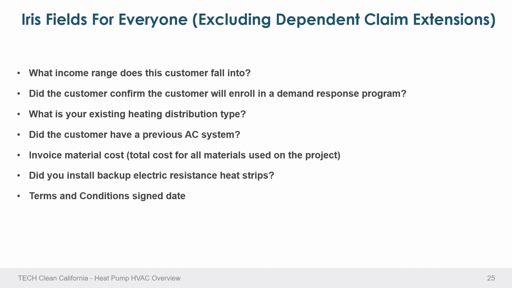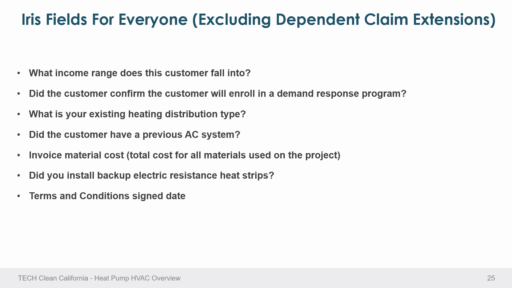We'd like to now point out a few new IRIS fields that are required for all single-family HVAC projects. These will always show up and do not show up only when certain answers are provided in other questions. Is this a 3CE customer? What income range does this customer fall into? Did the customer confirm they will enroll in a demand response program? What is your existing heating distribution type?